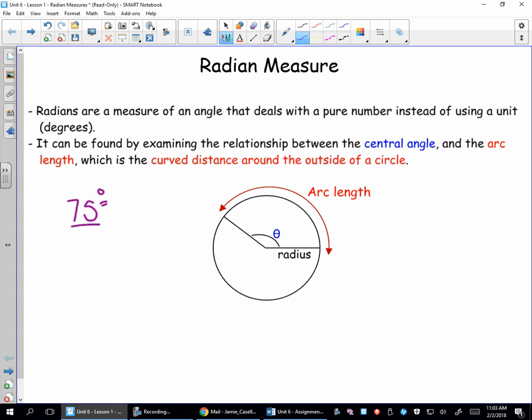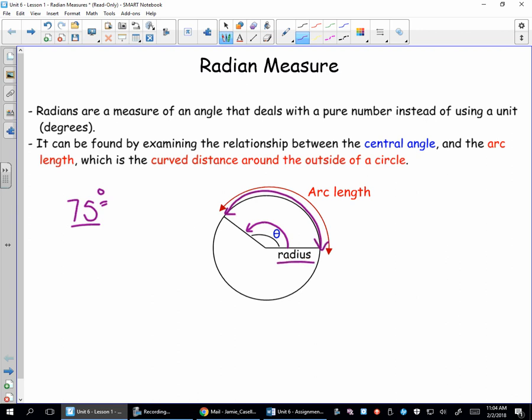Whereas radians, I tell you something is 2 radians, it doesn't actually have a measurement attached to it. We'd say the word radians just so we know what we're talking about, but 2 is actually just a pure number. The way we measure a radian is by examining the relationship between the central angle, the angle in the center of your circle that you've rotated around, and how far you've rotated that distance in relation to your radius.